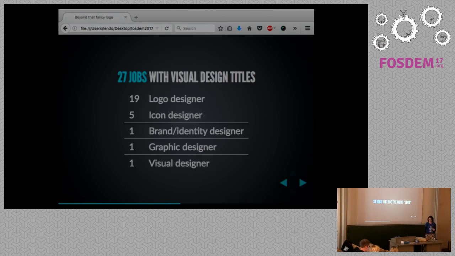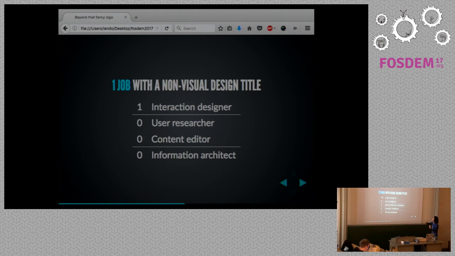Then I also looked at the design titles people used. So 27 jobs of the 55 were using a job title that clearly refers to the visual design role. Things like logo designer, icon designer, brand designer, graphic and visual designer. 1 job mentioned a non-visual design title. 1 job asked for an interaction designer. No jobs asked for a user researcher, a content professional, or an information architect.